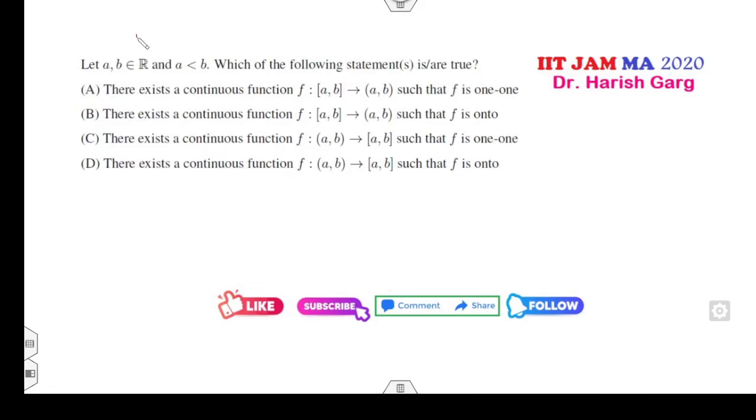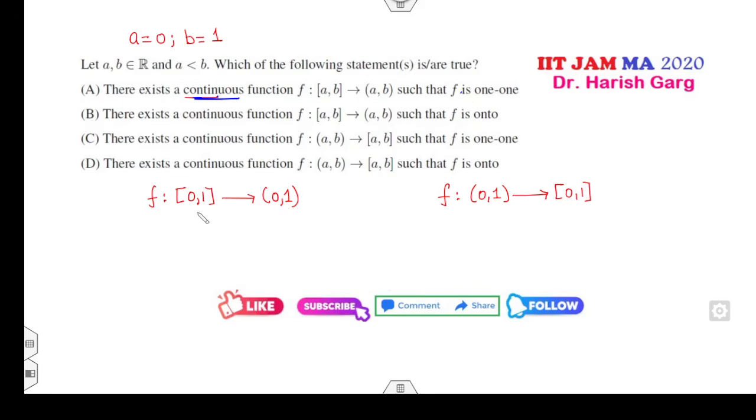A and B. So I can choose A as 0 and B as 1. Then there exists a continuous function from the closed interval [0,1] to the open interval (0,1). The second option is from the open interval (0,1) to the closed interval [0,1], such that there exists a continuous function that is one-one and onto.